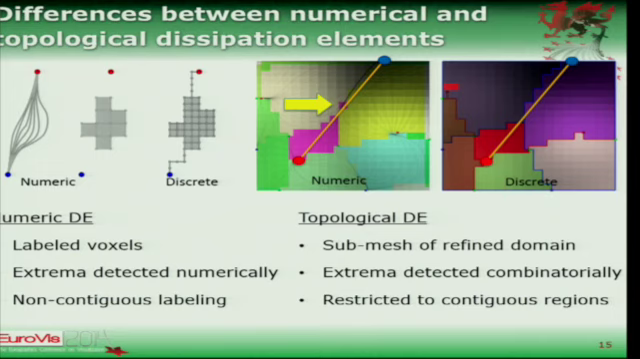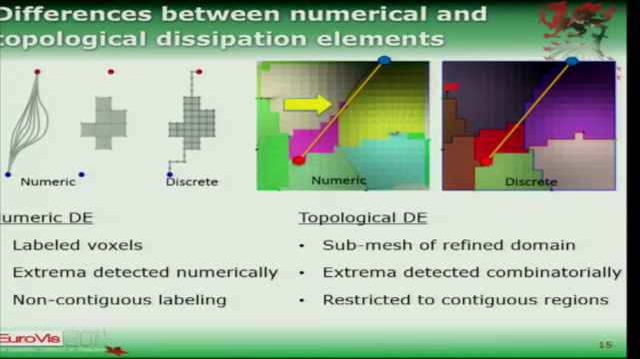In the numerical case, they didn't actually say how extrema are detected, other than it is where the streamlines end. So I assume that is some kind of numeric detection. Could be based on a simple threshold that says if I'm integrating a line and my local gradient is less than a certain threshold, I terminate. On the other hand, in the discrete case, the extrema are detected combinatorially.